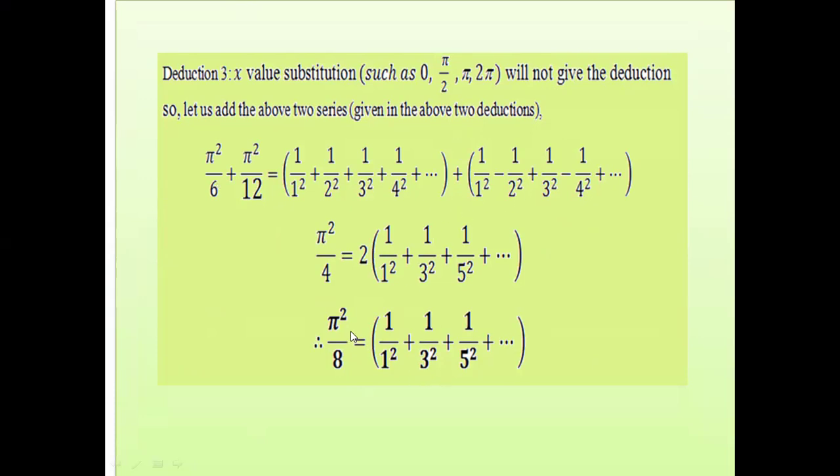You have to get the final answer, pi square by 8. This is 2 times of... So what you get: 1 upon 1 square, 1 upon 1 square, this is 2 times 1 upon 1 square. 1 upon 2 square minus 1 upon 2 square will get cancelled. 1 upon 3 square, 1 upon 3 square, 2 times of 1 upon 3 square, that 2 will be taken outside. Then 1 upon 4 square minus 1 upon 4 square, positive and negative will get cancelled, and the remaining term is 1 upon 5 square plus 1 upon 5 square. This is 2 times of 1 upon 5 square.